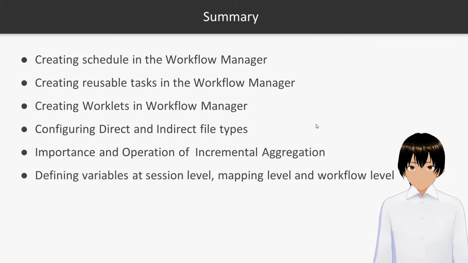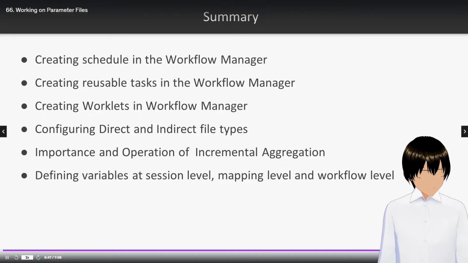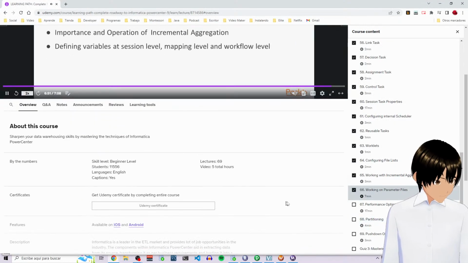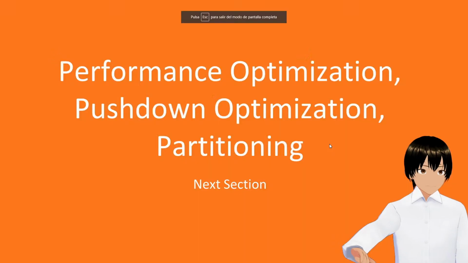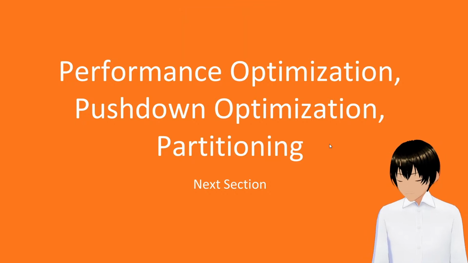In this section, we talked about various advanced features of Workflow Manager. In Workflow Manager, we created a schedule, reusable tasks, and worklets. We also configured direct and indirect file types. We learned the importance and operation of incremental aggregation, then defined the variables at session level, mapping level, and workflow level. In the next section, we'll discuss about performance optimization, pushdown optimization, and partitioning.